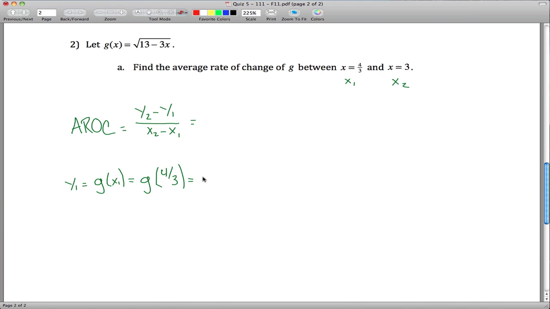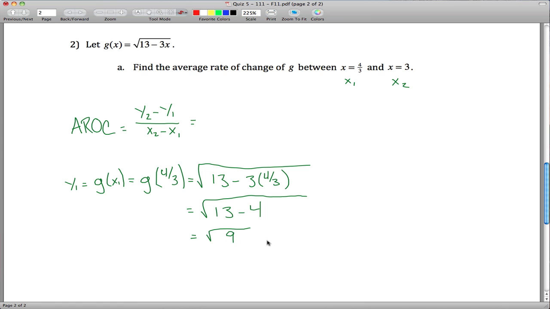See, g is this thing, so g of 4/3 is the square root of 13 minus 3 times 4/3. I think this simplifies nicely. The 3's cancel and you get a 4. So it's the square root of 13 minus 4, which is 9, and the square root of 9 is 3. And we can find y2 in a similar fashion. It's going to be g of x2.